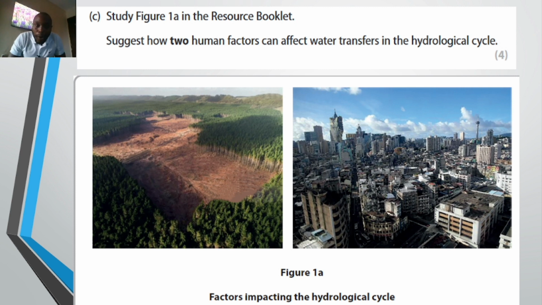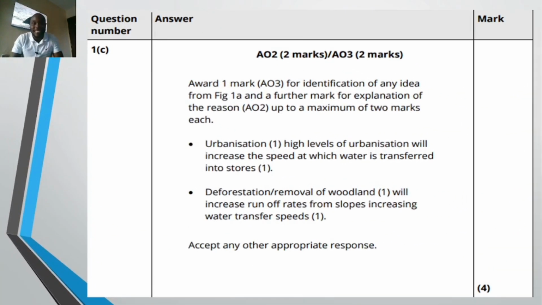So how is this now affecting water transfers in the hydrological cycle? How is this cutting down of trees affecting water transfers in the hydrological cycle? How are these built-up areas or urbanization affecting water transfers in the hydrological cycle? Remember we talked about overland flow? You remember the surface runoff? Okay, what do you think when you look at these two scenarios, deforestation and urbanization? Okay, if you thought well, then you should be having such answers, okay?